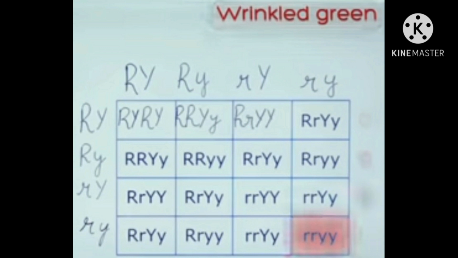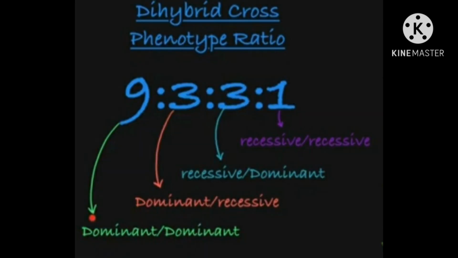Thus the traits were phenotypically expressed as 9:3:3:1. 9 round yellow, 3 round green, 3 wrinkled yellow and 1 wrinkled green. This ratio is called dihybrid ratio, that is 9:3:3:1.